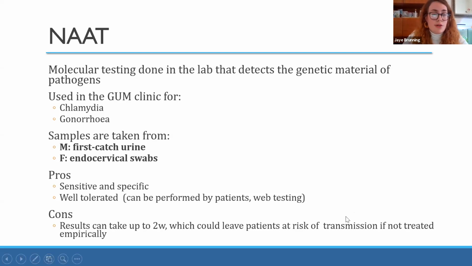The cons are the results can take up to 2 weeks, which could leave patients at risk of transmission if they're not treated empirically. Treating empirically means treating without test results. So if a patient comes to the clinic and is asymptomatic, then they have up to 2 weeks before they get the results. If they do have sexual intercourse in that time, they could spread any infections that they may have.